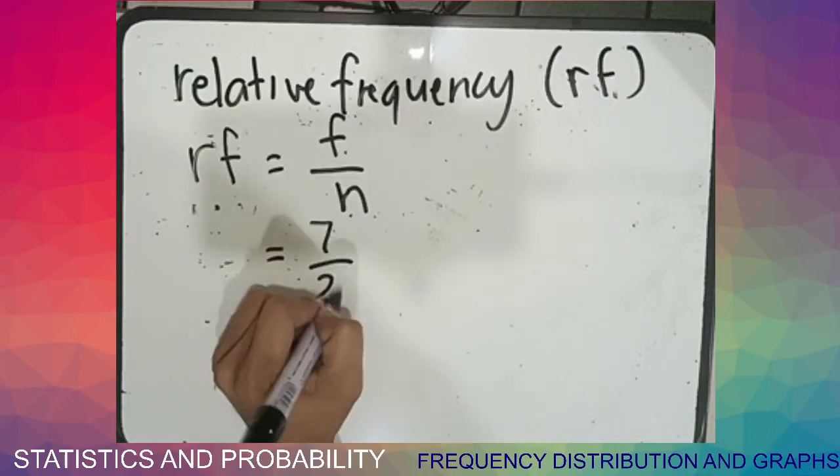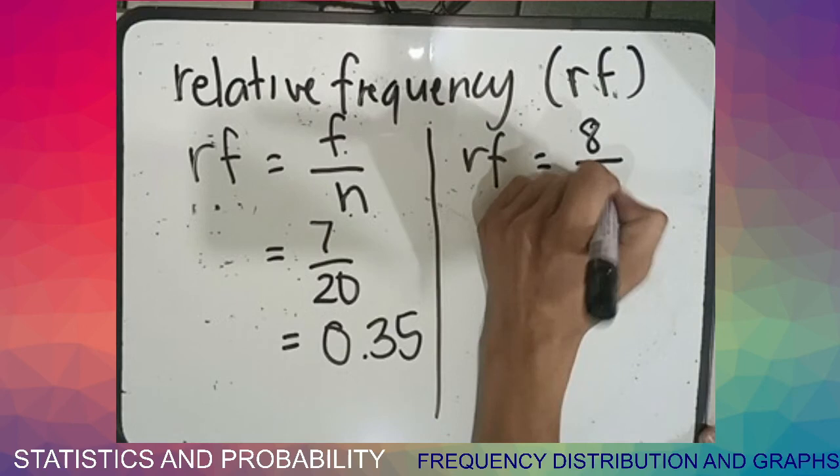Okay, sinulat ko lang yung ating formula. Relative frequency or RF, nilagay ko dito yung formula, RF equals F over N equals yung una natin, 7 divided by 20. I-divide natin yung una nating frequency sa total number of values. So 7 divided by 20 is equals to 0.35. Pag kinabit natin sa calculator, ang sagot dyan ay 0.35.